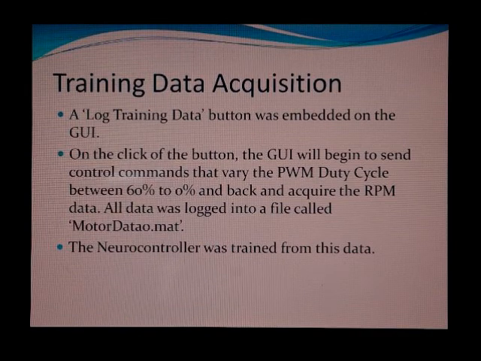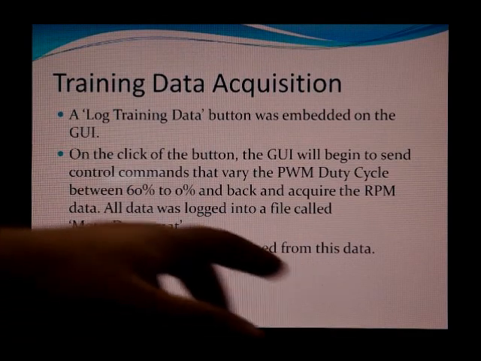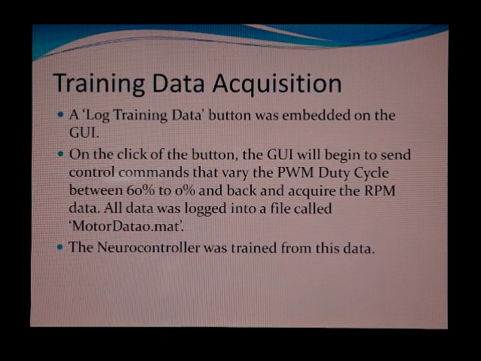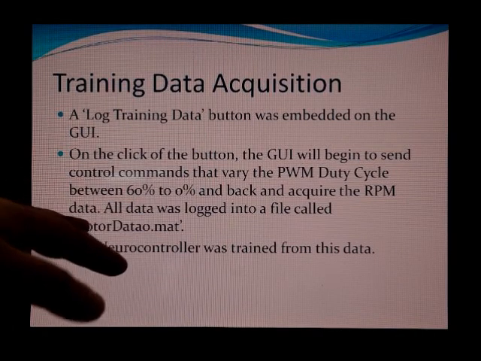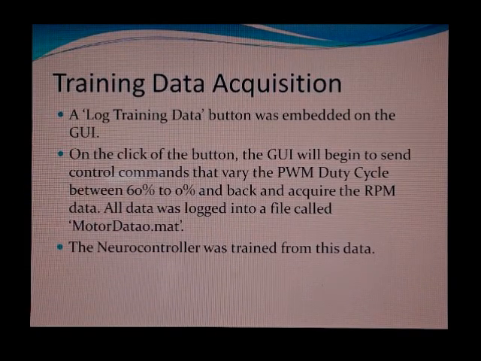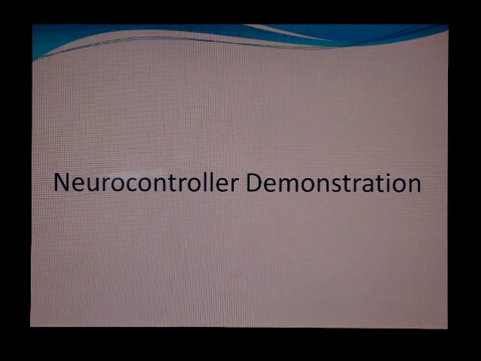So I tried to log that information and train on the data, and all data that is acquired from the training data was stored into the motor data 0.mat file. That's a MATLAB specific file which MATLAB can read, and I use that format to log training data, and then from this data I trained a neural controller. So now we can move into the neural controller demonstration.